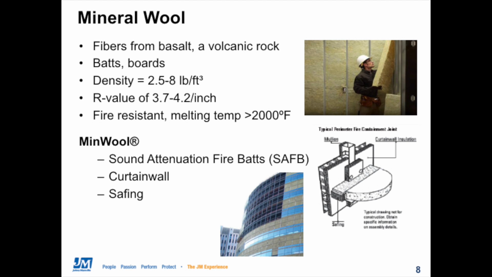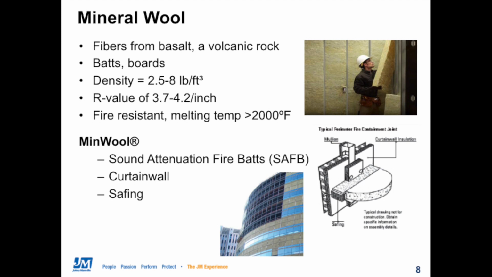Even though fiberglass doesn't burn, it does melt at a lower temperature than mineral wool, whose melting temperature is above 2,000 degrees Fahrenheit. This higher melting temperature means that mineral wool can stay in place longer during a fire, and that's why mineral wool is often specified for any sort of fire-rated wall or floor assembly.